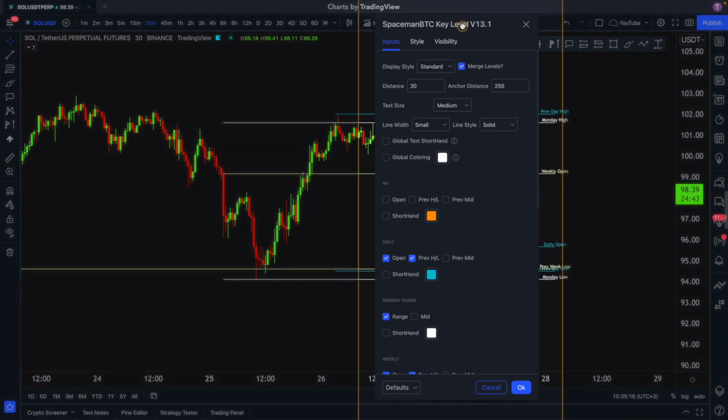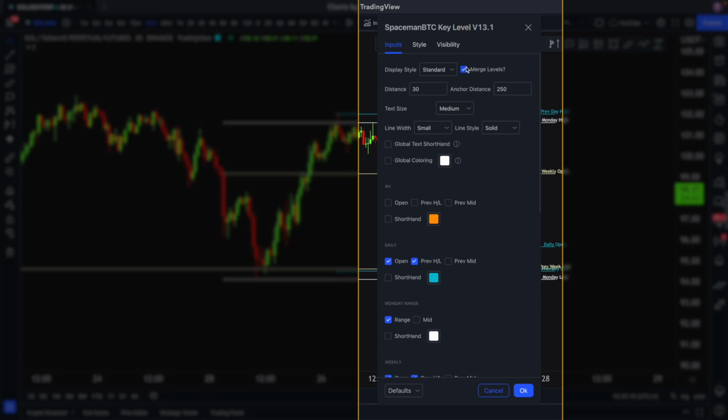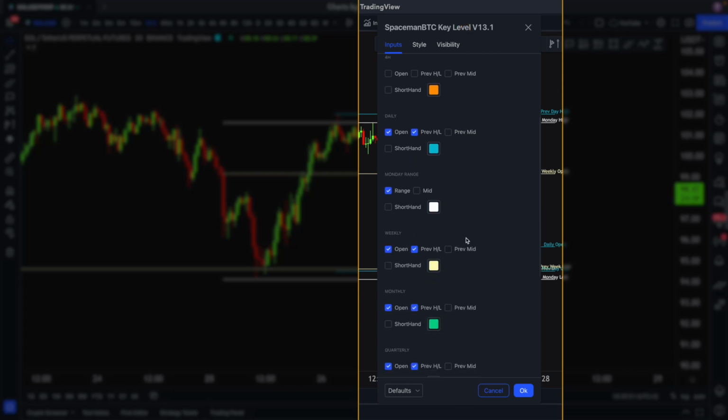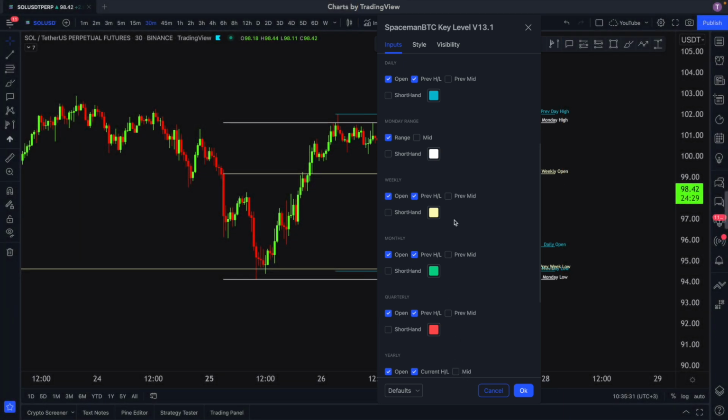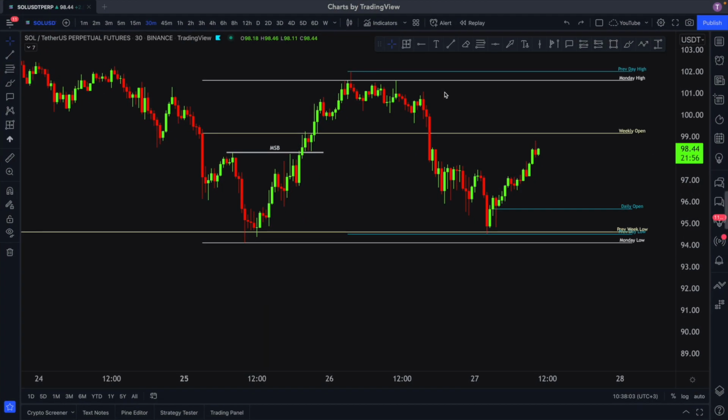Let's talk about settings. Honestly, I do not play with settings so much. I do not use the mid levels a lot. What I do is disable all the mid levels. Okay, how to use this?